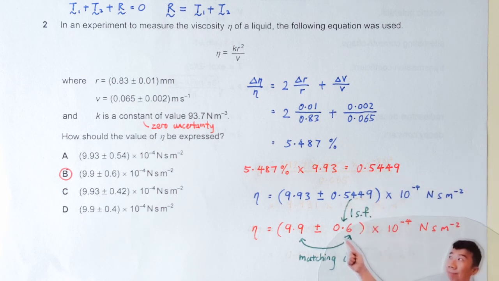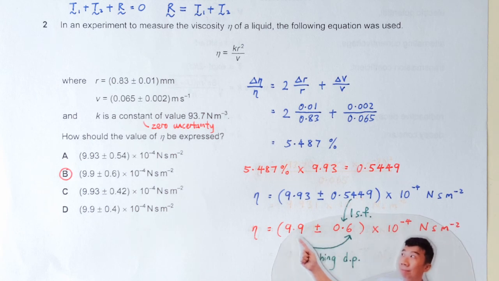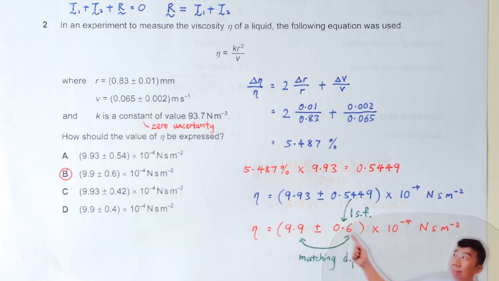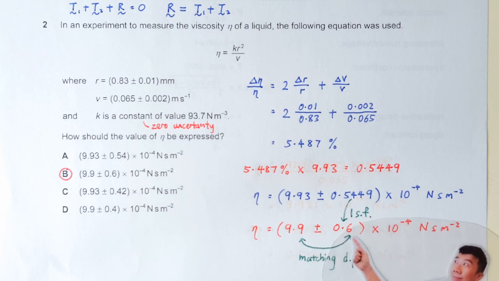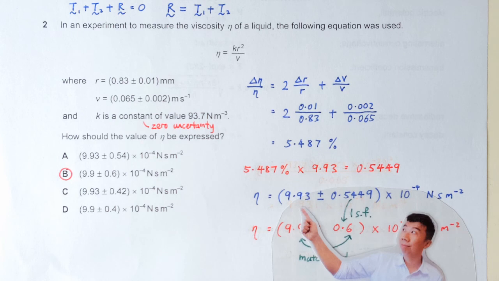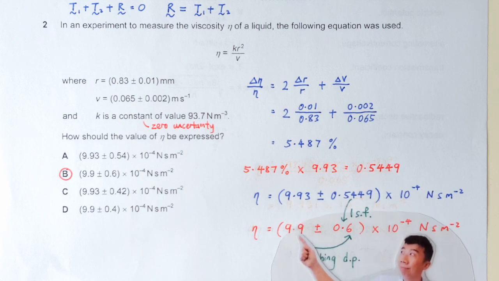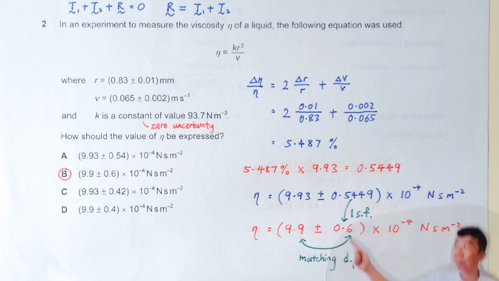It's also the convention to write the calculated value to have the same precision as the uncertainty. That means these two numbers should have the same number of decimal places. So since this one is written to the nearest 0.1 decimal place, we also round this number to the nearest 0.1 decimal place. So that's 9.9 here. Alright, this is quite a standard question.